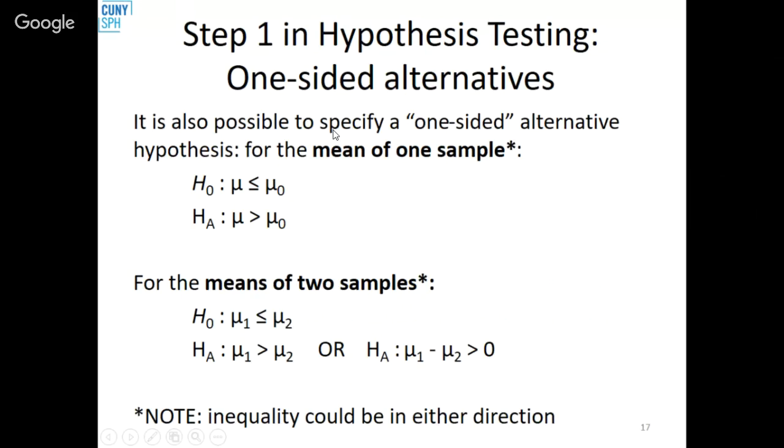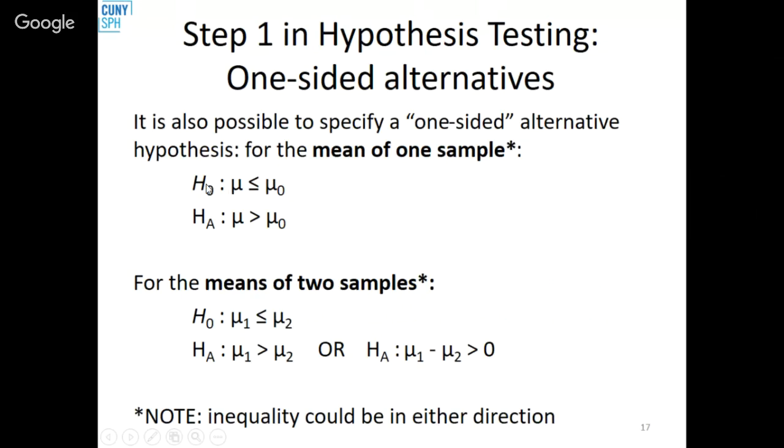But it is possible to specify so-called one-sided. I actually prefer saying one-tailed here. I should have changed this just so that somehow it seems clearer to me. But one-sided, one-tailed is referring to tails of the distribution, of the sampling distribution.